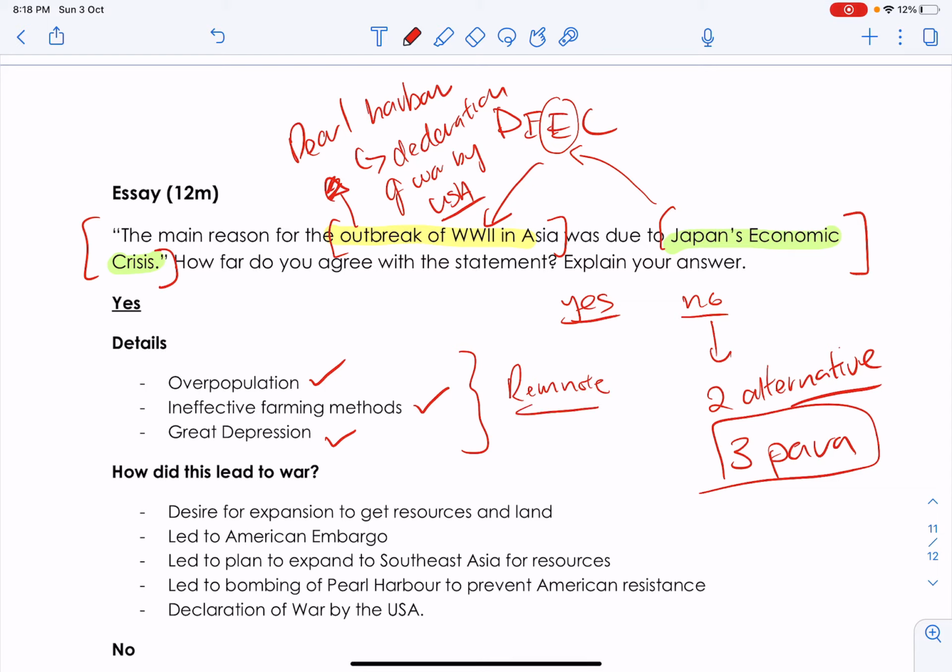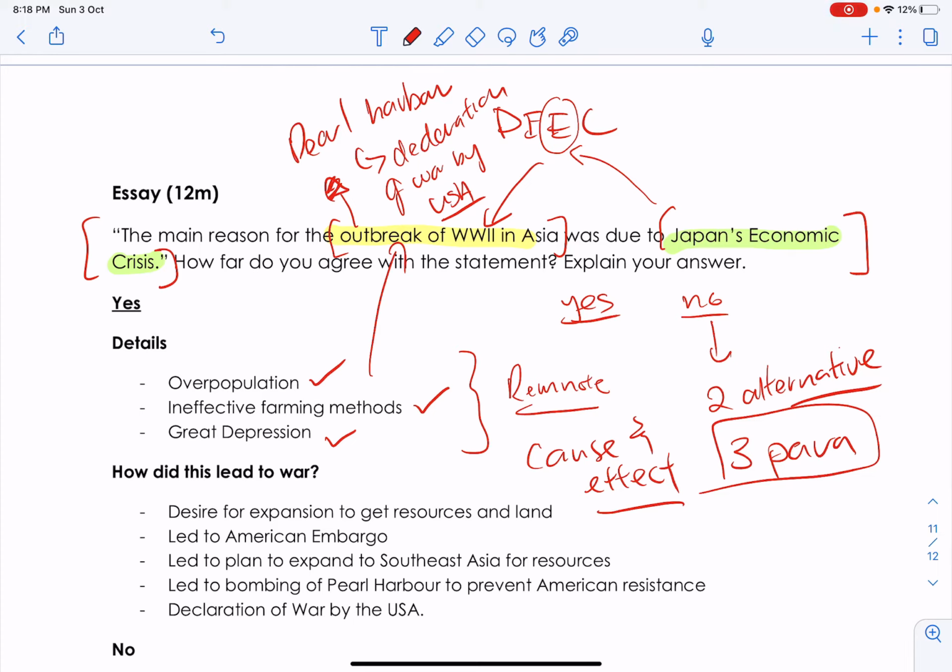But the details are not enough, because the details have not helped to explain the link to the outbreak of war. So that's when your own thinking comes in, your own brainstorming. How do all these things, the economic crisis, lead to eventual outbreak of World War II? Cause and effect. Remember, it's all about cause and effect. How did all these things lead to the outbreak of war? You cannot just say, thus, due to economic crisis, it led to war.